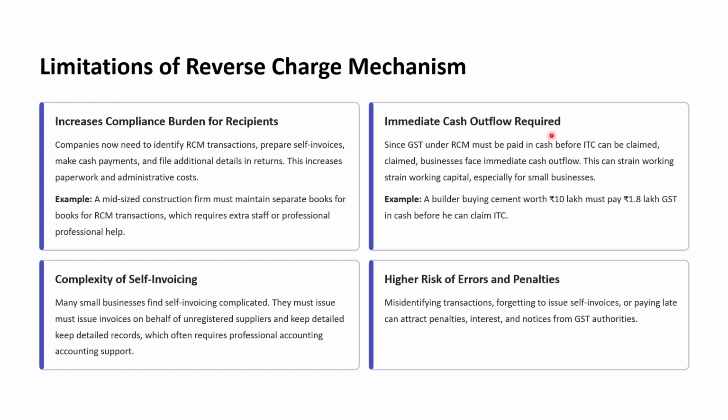Then immediate cash outflow is required because ITC can be claimed later on. एक बार तो recipient को payment करनी ही पड़ेगी, ITC का benefit वो बाद में demand कर सकते हैं ना. तो initially there is more cash outflow than in the earlier system. Then a higher risk of errors and penalties क्योंकि misidentified transactions हो सकती हैं. Sometimes the person may forget to issue a self invoice or he can pay late, which may attract penalties, interest, notices from GST authorities हो सकता है.